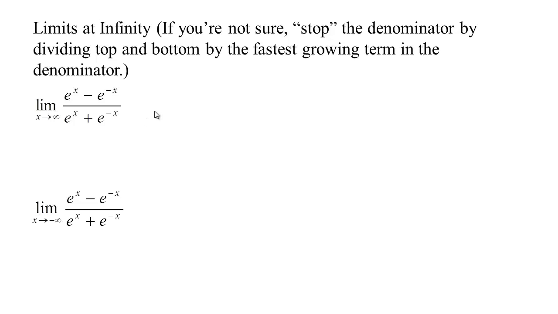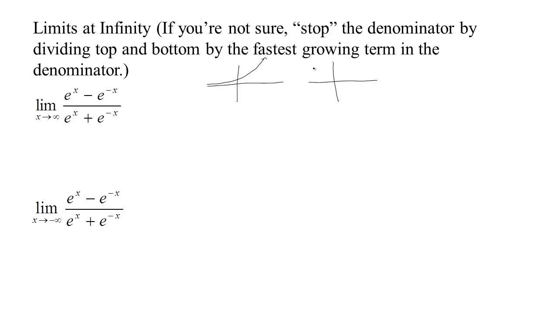Our technique of stopping the denominator works for other limits at infinity. You just have to know which term is growing fastest. So in this problem, we have a bunch of e to the x's. Now think about as x tends to infinity, let's think about the graph of e to the x. The graph of e to the x goes like this, right? So e to the x is growing.